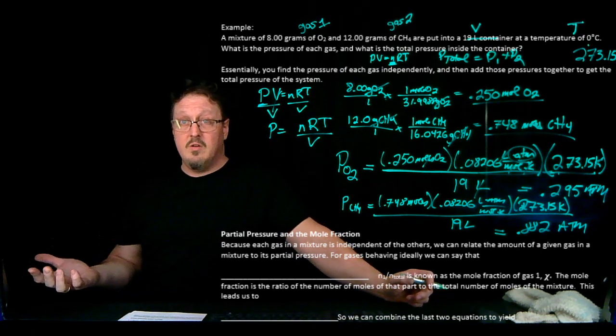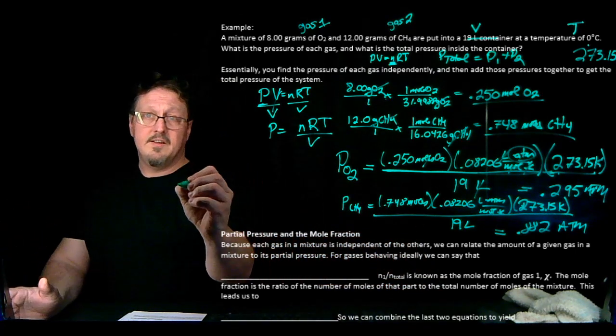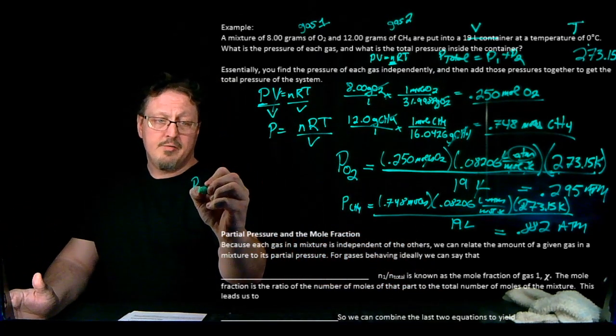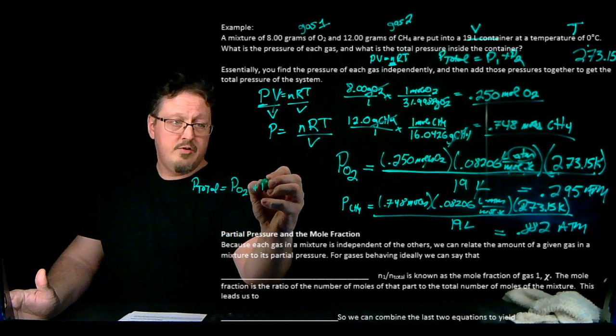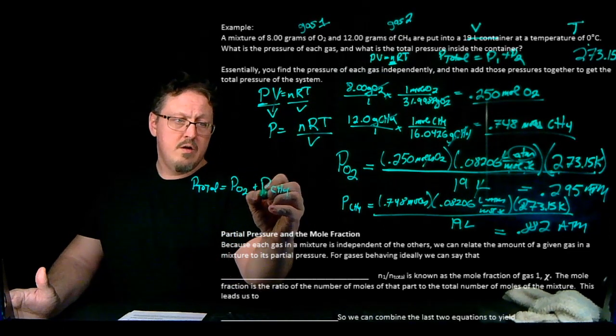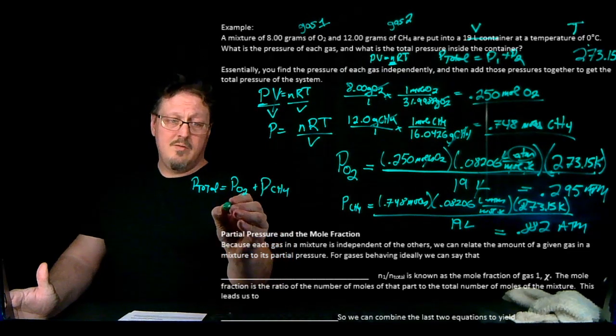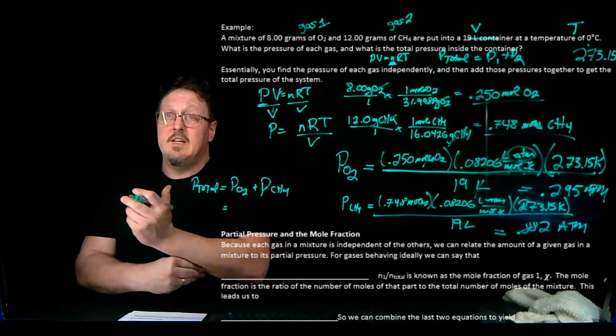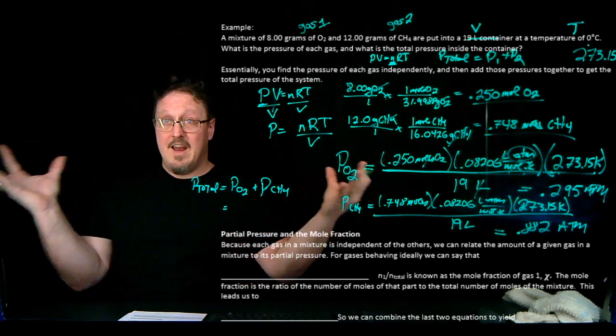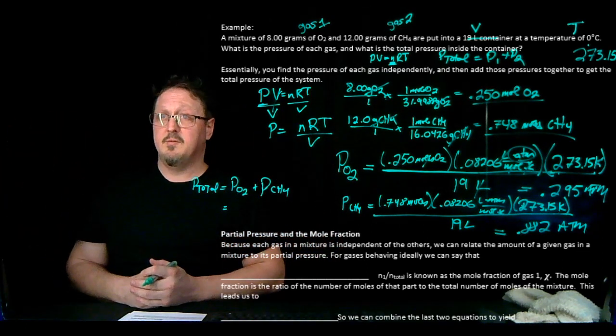Now, the pressure total for this system, that's the last thing we want to do. The pressure total inside this is going to equal the pressure of the O2 plus the pressure of the CH4. All we have to do is add them up, because that's what Dalton's law tells us: the partial pressures of each one add up to give the total pressure of the system inside.